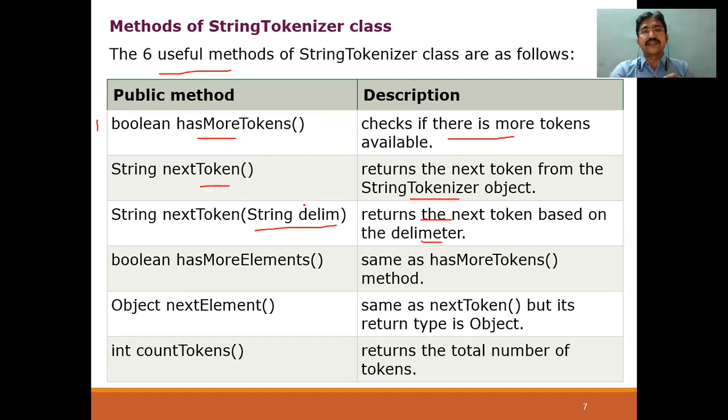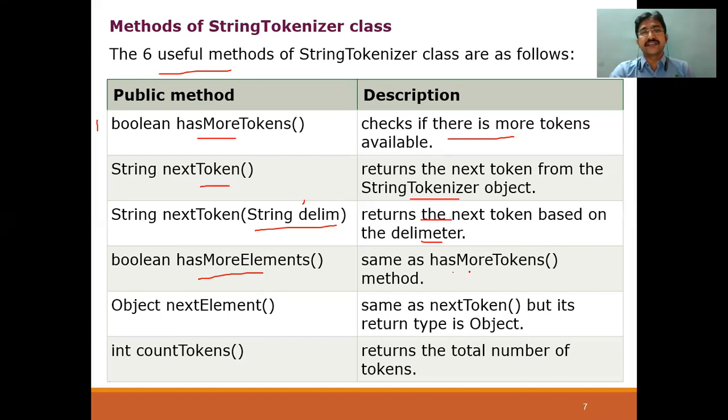For example, in nextToken with a delimiter, if you mention a comma, then whenever the comma is encountered in the string, up to that point will be taken as the next token. If you mention a space, up to the space it will be considered the next token. So that is the purpose of nextToken. We'll see the example. Then hasMoreElements.